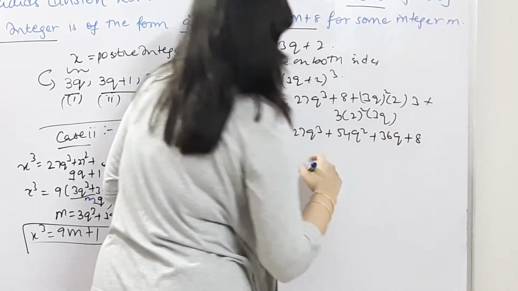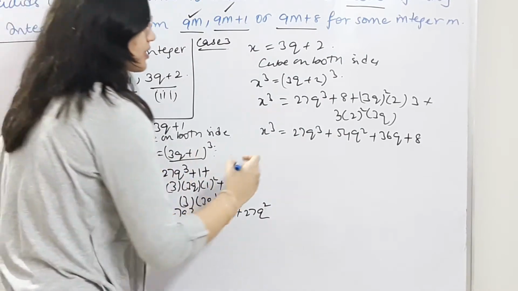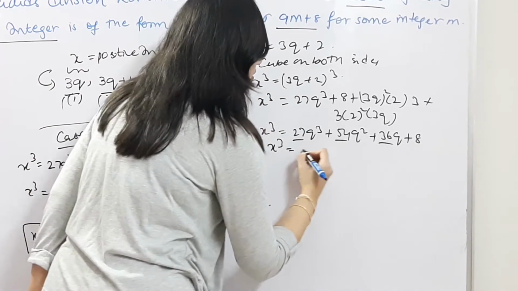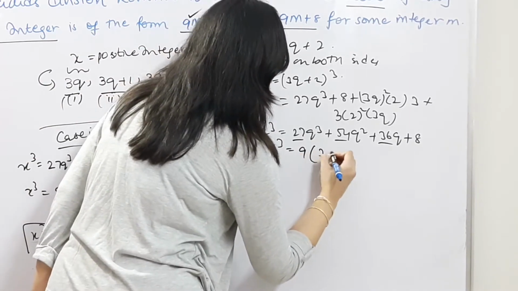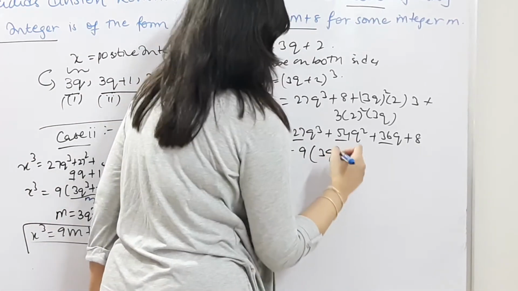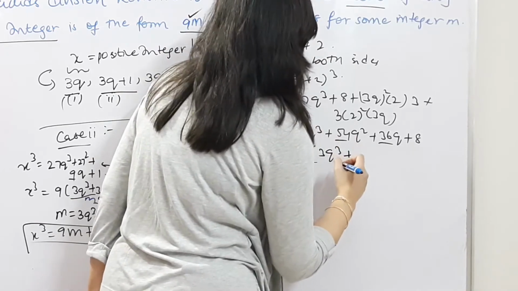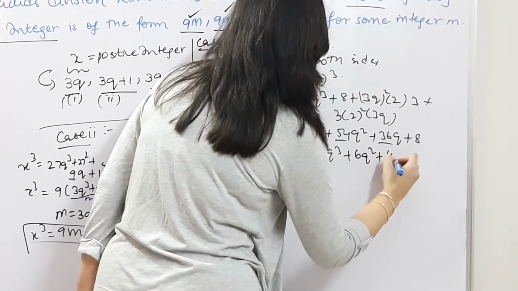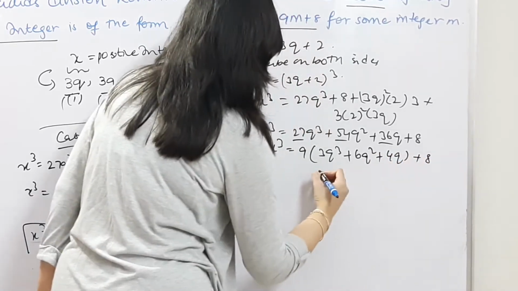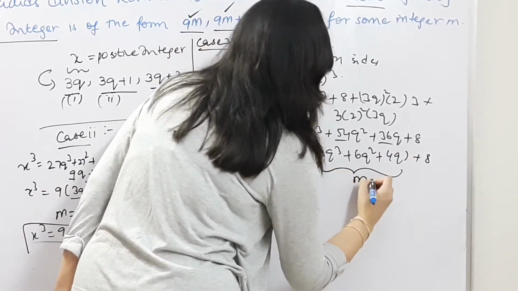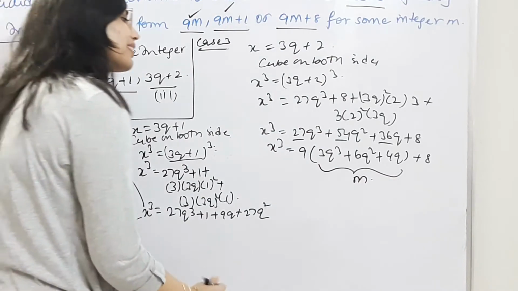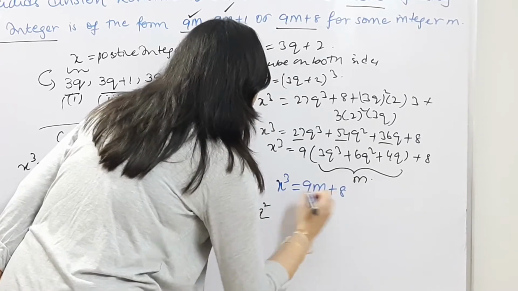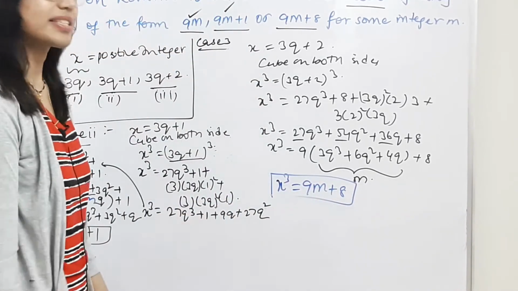q plus 8. That is x cube is equal to, here what is common? 9 only. Then we can say 9 into (3q cube plus 6q square plus 4q) plus 8. So that means, can we consider this whole term as m? That means we can clearly say that x cube is in the form of 9m plus 8.